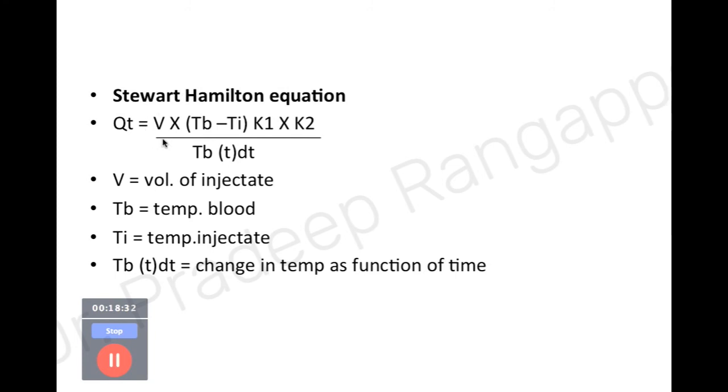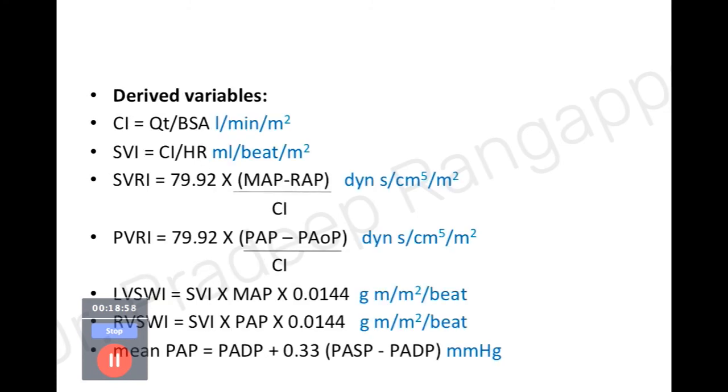Cardiac output is simply the volume injected into change in temperature as a function of time. V is the volume injected, TB minus TI, where TI is the injected temperature and TB is the body temperature. So the change in the temperature that happens when the blood flows from the right atrium to the pulmonary artery is what is captured as a function of time, and then your cardiac output is derived. Once you get a cardiac output, you can calculate cardiac index, which is cardiac output divided by BSA, body surface area.